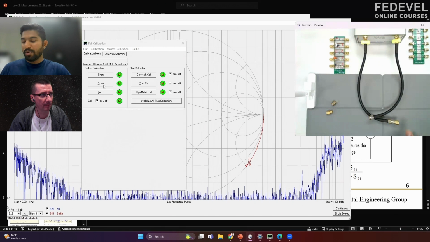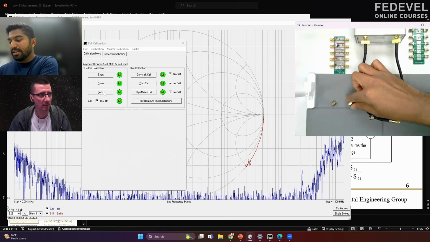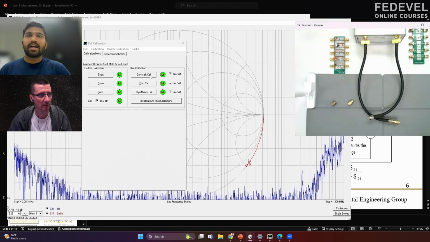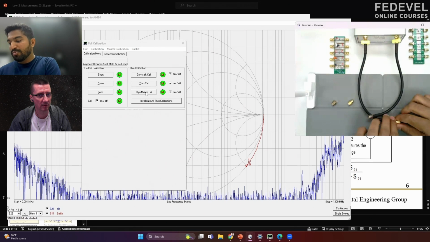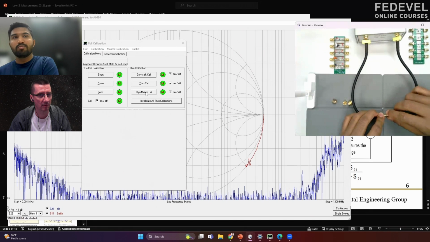Similarly, I do the open. So I take this off and I do the open. For the load, instead of the short, I use the 50 ohm termination in here. And then for the crosstalk cal, I leave both the ends open. For through cal and through match cal, I connect both the ends of the VNA through this barrel that we have. So I connect both these ends.